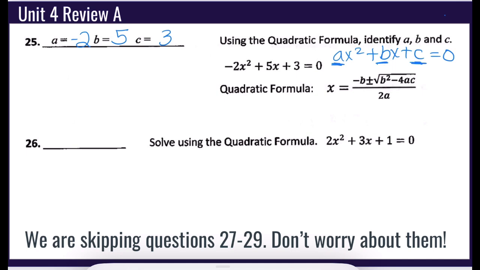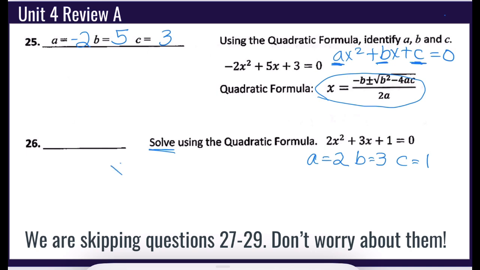26 is where we would need to use it. So if they want us to solve using the quadratic formula, you're going to first make sure that it equals 0. It does. We're good. Then we are going to identify our parts. A equals 2, B equals 3, and C equals 1. Then we're going to use the quadratic formula to solve for x.